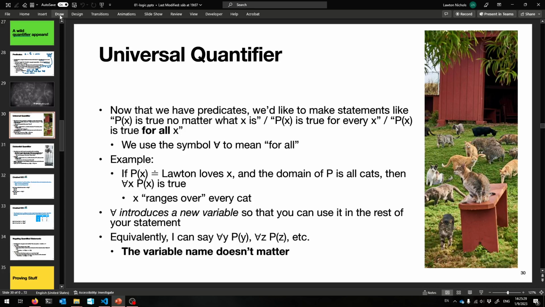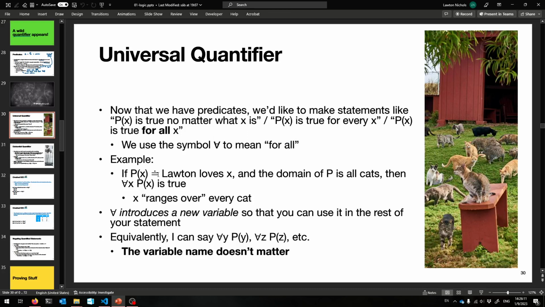Now that we've got our predicates, it would be nice to be able to talk about a lot of values of those variables at once, right? We like to say things like P of x is true for every x, no matter what x is. P of x is true for all x. So there's going to be a quantifier called for all, and we're going to introduce that right now. We're going to use the symbol upside down A to mean for all. Whenever you see this symbol, you read it like that.